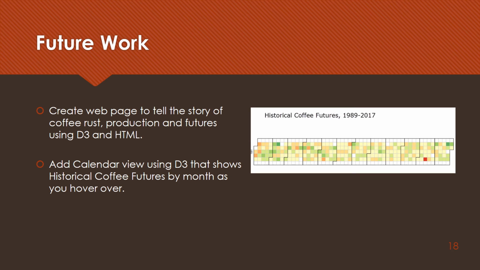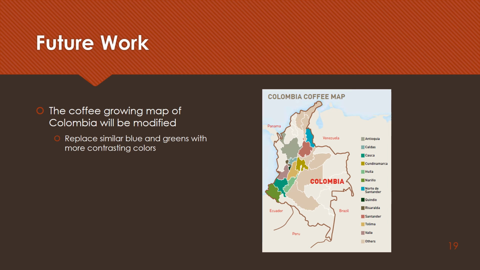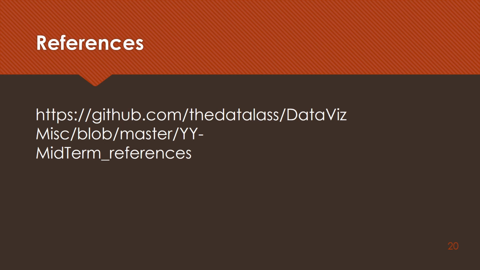Some of the future work we hope to do is to create a web page to tell the story of coffee rust, production, and futures using D3 and HTML. We also want to use a calendar view, which allows you to see historical prices by hovering over each square. In addition, we want to modify existing Columbia region coffee map so that we can replace similar blue and green colors with more contrasting colors to follow principles of data visualization.